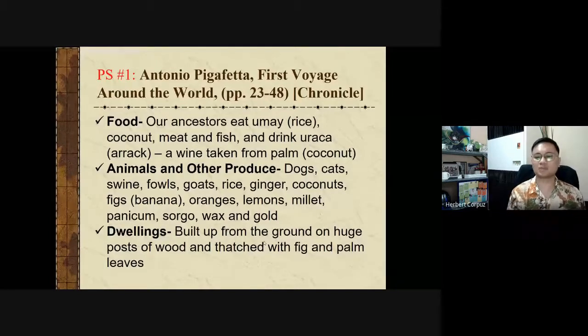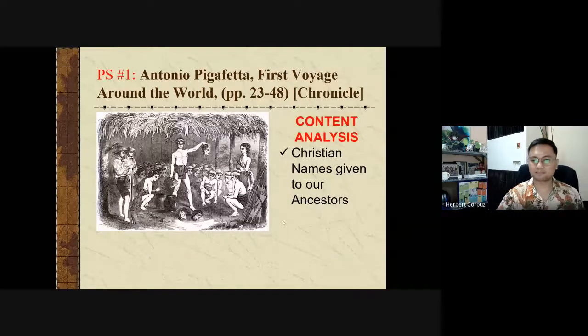For dwellings, dwellings are built up from the ground on huge posts of wood and thatched with fig and palm leaves. So ganun yung bahay natin ng mga unang panahon, naka-elevate siya. Okay, naka-elevate siya. The explanation is para iwas sa mga kalaban at the same time iwas sa mga wild animals. Okay?